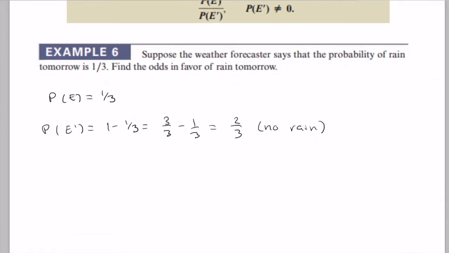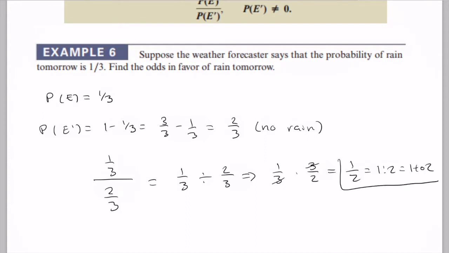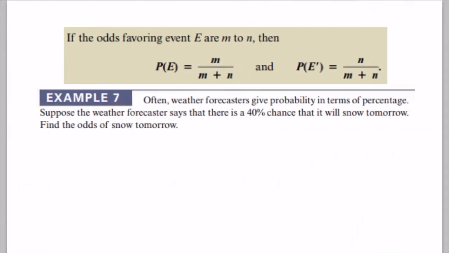Now, using the odds formula, we have 1/3 over 2/3 equals 1/3 divided by 2/3. Then we have 1/3 times 3/2. Remember to use the reciprocal. So the odds are equal to 1 to 2. If the odds favoring event E are m to n, then we have the below.